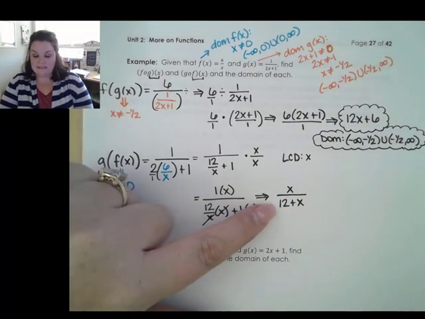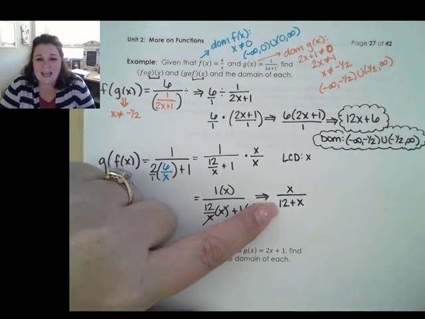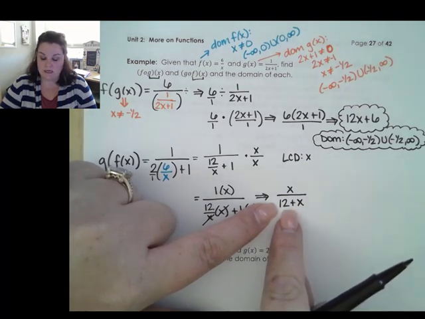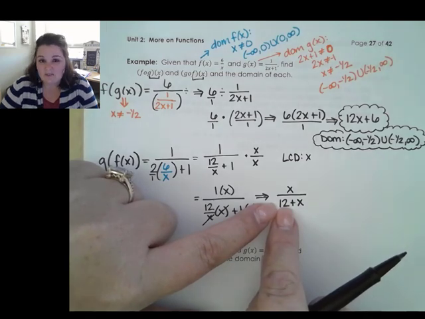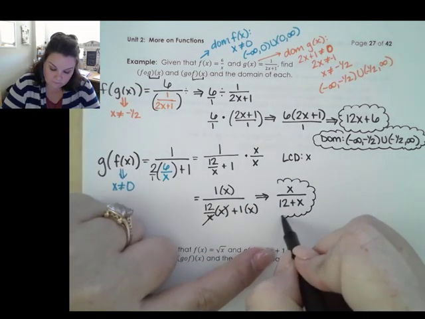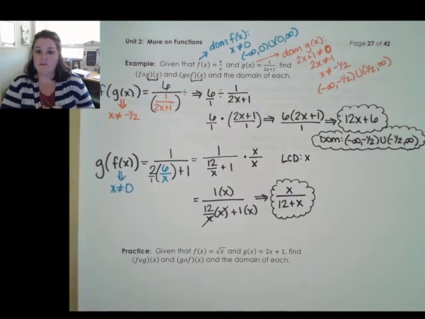Okay? And notice I can't reduce any further here. I can't reduce these x's as much as I'd like to, because this one's stuck like glue to that 12 with that plus sign. So this is a quantity, and we can't cancel pieces of quantities, right? So this is my g of f of x function, and now we have to talk about the domain.